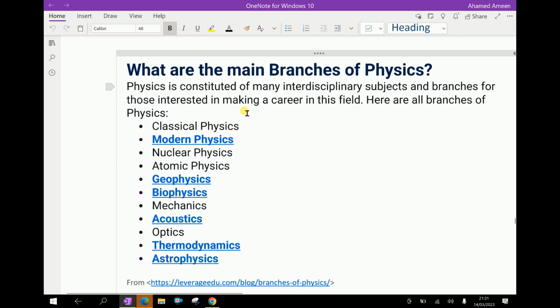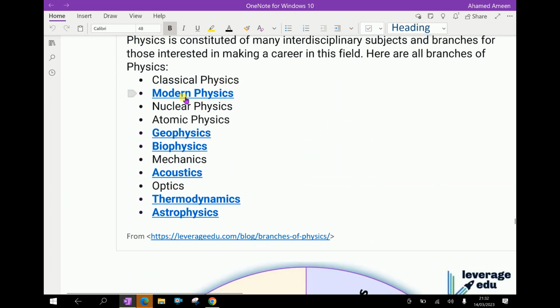What are the main branches of physics? Physics is constituted of many interdisciplinary subjects and branches for those interested in making a career in this field. Here are all the branches of physics: classical physics, modern physics, nuclear physics, atomic physics, geophysics, biophysics, mechanics, acoustics, optics, thermodynamics, and astrophysics.